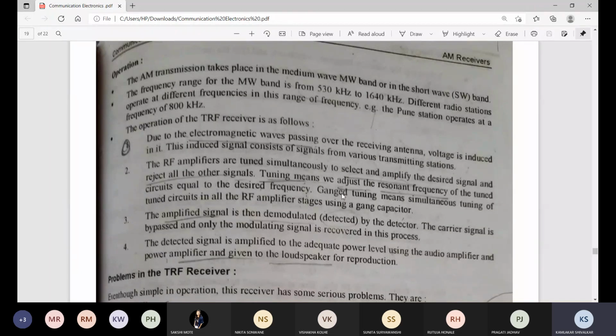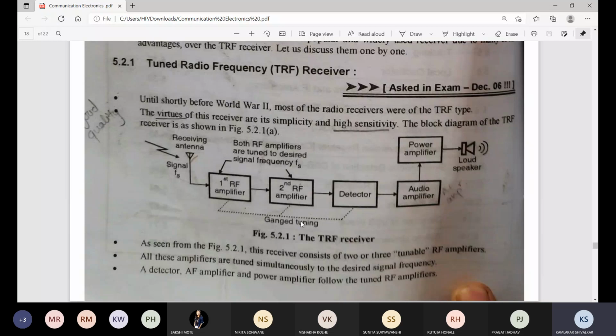हे लक्षात ठेवा. The ganged tuning means the simultaneous tuning of tuned circuits in all the RF amplifier stages using a gang capacitor. ठीक आहे, म्हणजे आता ही गँग ट्युनिंग म्हणजे काय, सायमल्टेनियस ट्युनिंग, हे दिले बघा इथं गँग ट्युनिंग. What is the gang tuning? Simultaneously these 1 2 3 stages are tuned. 1 2 3 stage म्हणजे RF1 RF2 RF3 stages are tuned and they are to be transferred to the detector.